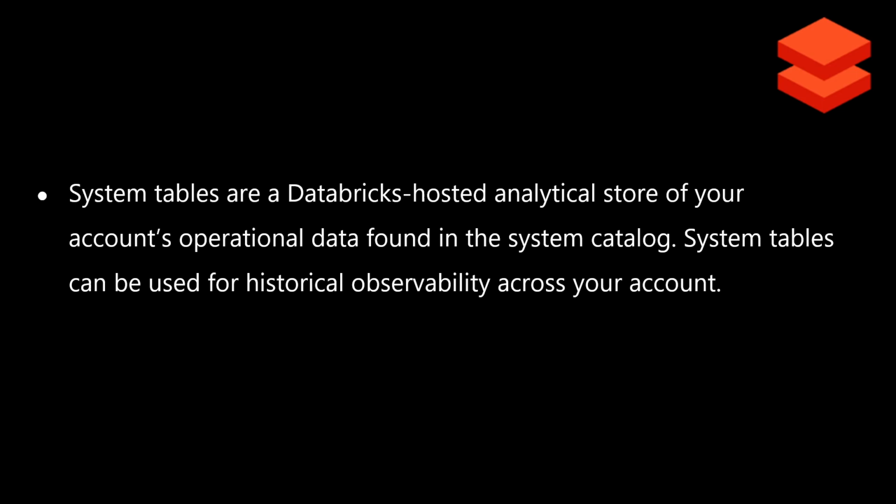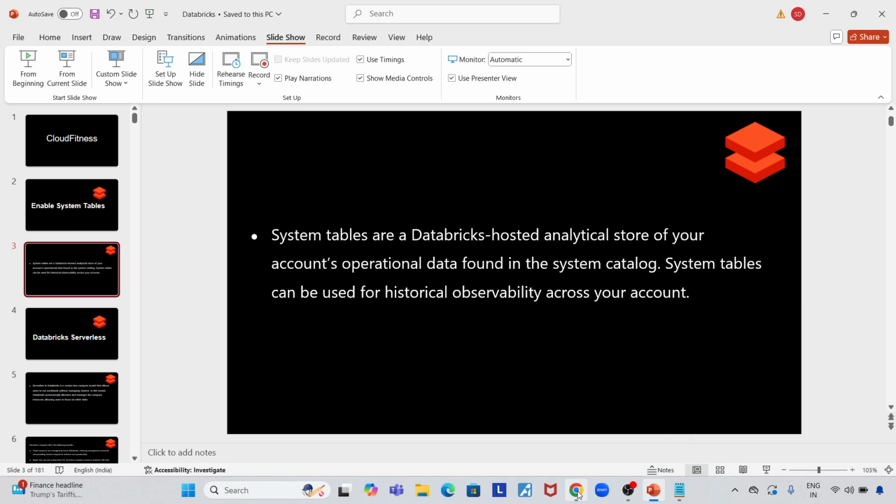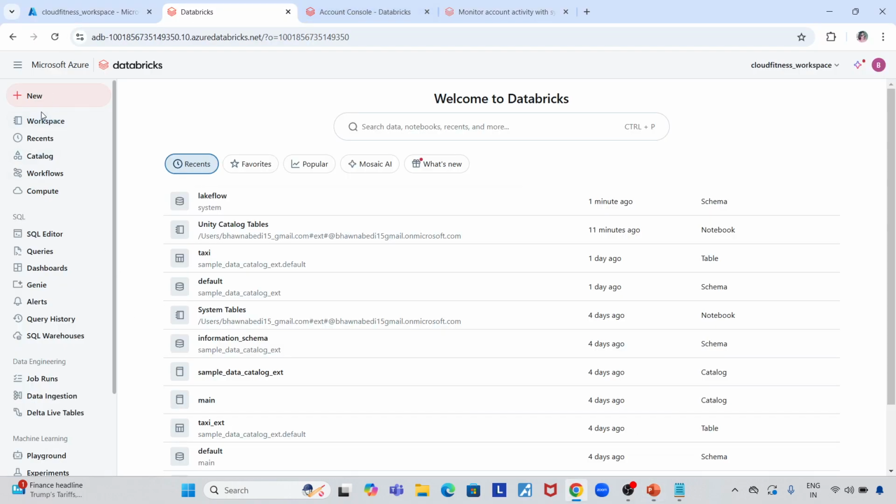System tables can be used for historical observability across your account. Of course, they have data which tells you about your Databricks workspace itself, your clusters, your jobs. In a similar way, these tables can be used to observe the cost over a period of time, and in fact multiple things. How it can be used to monitor the cost over a period of time, I'm going to put in the next video, but in this video I'm going to show you how to enable it. If I go back to my Databricks workspace, this is how a workspace looks. It's a Unity Catalog enabled workspace.